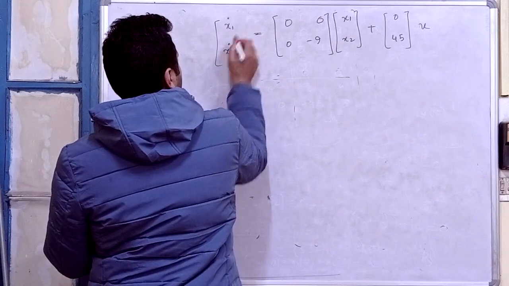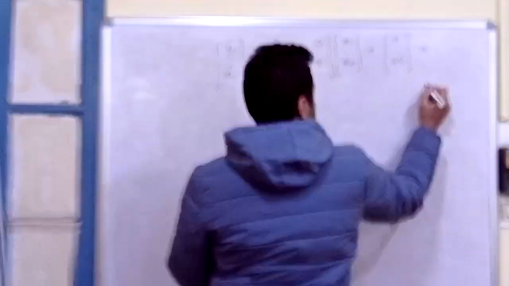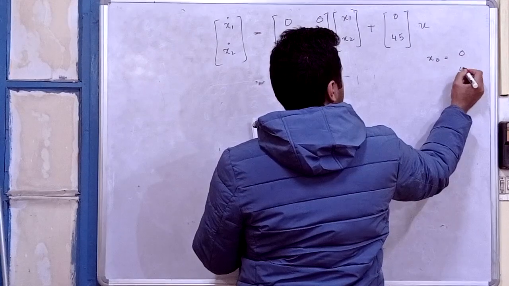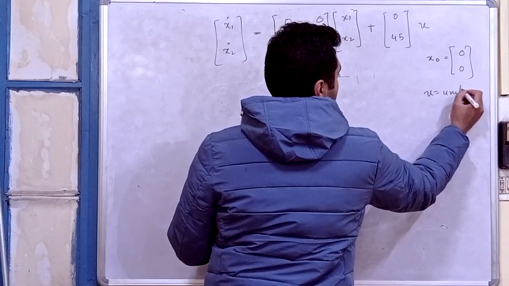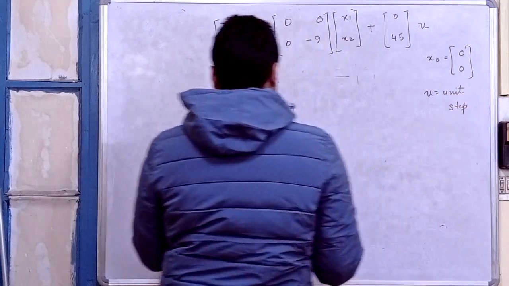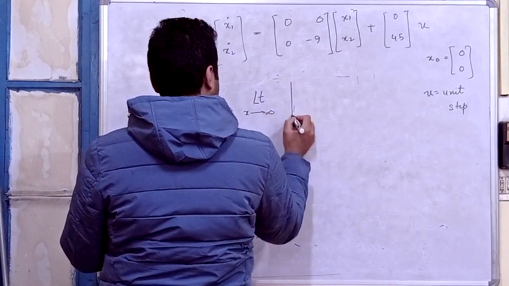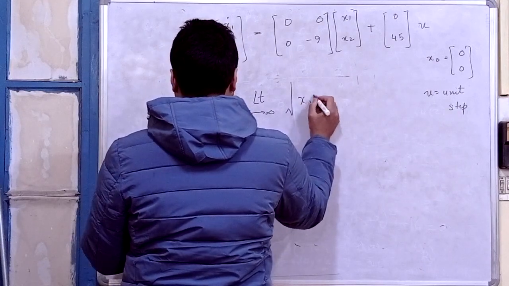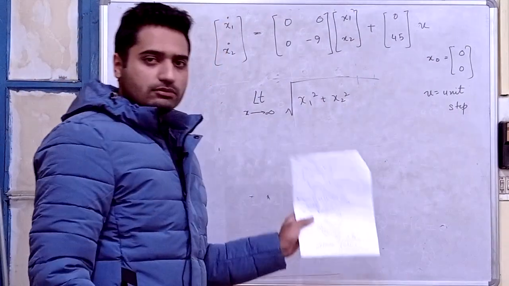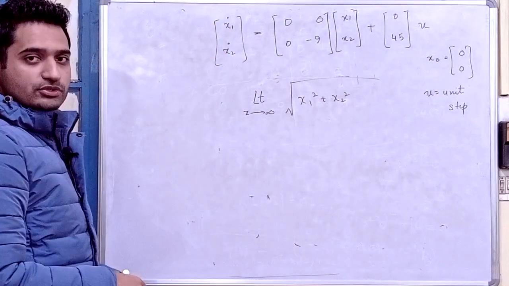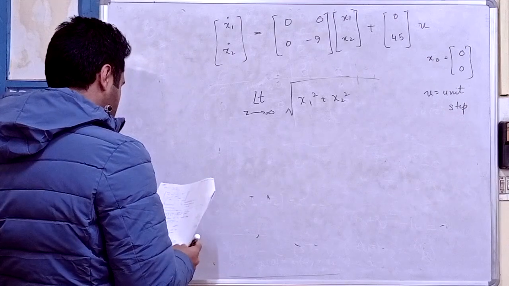This is the matrix. Also, the initial conditions are given: x of 0 is 0 0 for both the states, u is a unit step. And you are asked to evaluate this limit: x1 square plus x2 square, where t tends to infinity. When such questions come, you don't need to be afraid, because very simple information is being asked. You have to evaluate this limit. Options are 2, 3, 4 and 5.